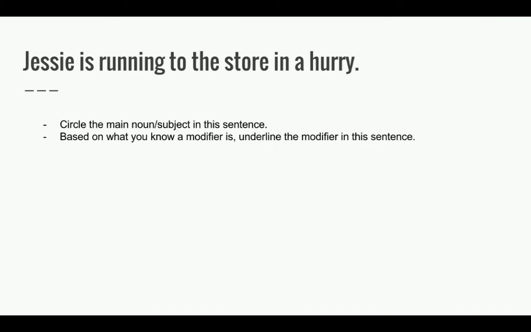So let's take a look at this sentence I have here. Jessie is running to the store in a hurry. I want you to write this sentence down in your notebooks, and I want you to circle the main noun/subject in this sentence. And then based on what you just wrote as a definition for a modifier, I want you to underline the modifier in the sentence. So if you circled the main noun as Jessie, you are correct. And if you circled the modifier as running, you are correct again.